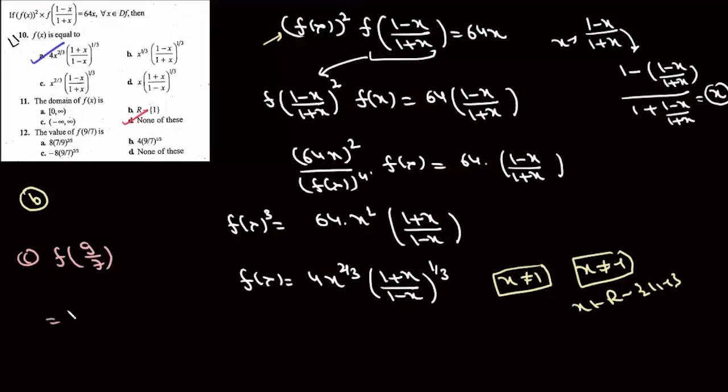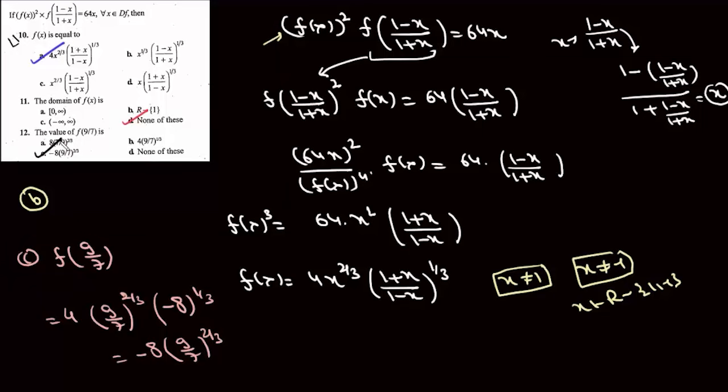And then the next question is we need to find the value of f(9 by 7). So f(9 by 7) is 4 (9 by 7) to the power 2 by 3, and this is ((1 plus 9 by 7) upon (1 minus 9 by 7)), that is 16 upon minus 2, minus 8, to the power 1 by 3. So there'll be simply minus 8 (9 by 7) to the power 2 by 3. And that's your option C. So the correct options are A, D, and C.